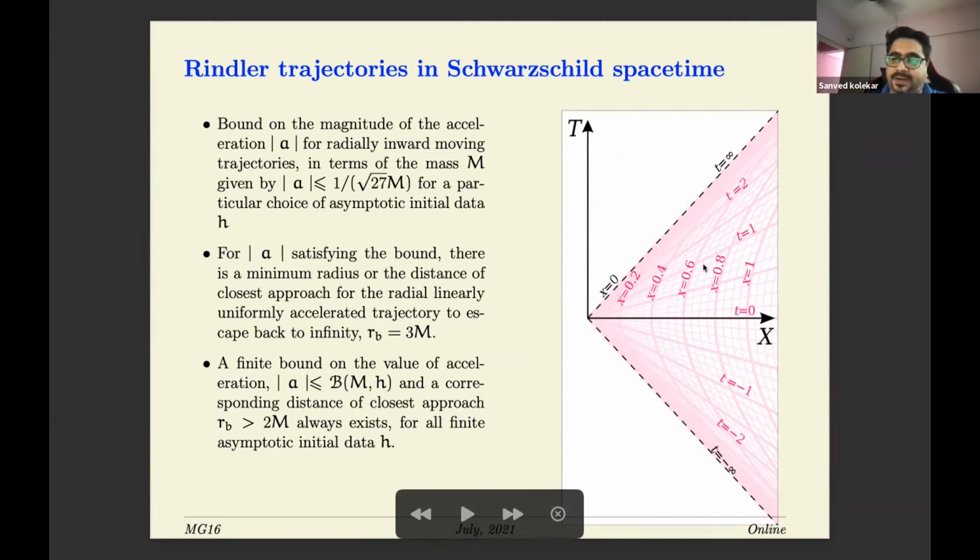So there are two parameters. One parameter is the magnitude of acceleration, which selects one of these hyperbolas over here. And the other parameter is the shift parameter, which shifts this particular origin.